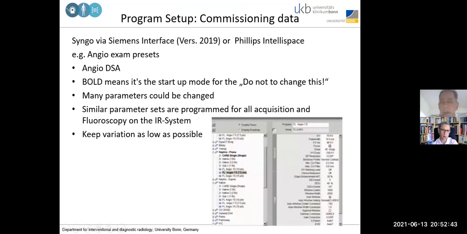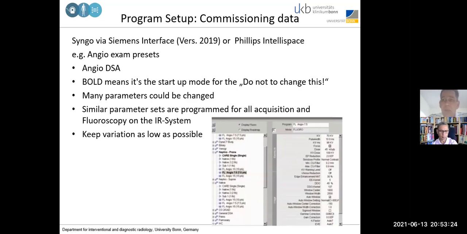Let me give you a short example from the Syngo via Siemens interface. This also applies for the Philips Intelligence Space for an angio exam preset. So you have an angio DSA, and in this case, every line which is bold is a basic program, and I can recommend do not change those, because these are your baseline protocols. Because if you change them, all related programs to these base programs are also changed, because they are linked. It depends on the vendor, but usually it is like that.